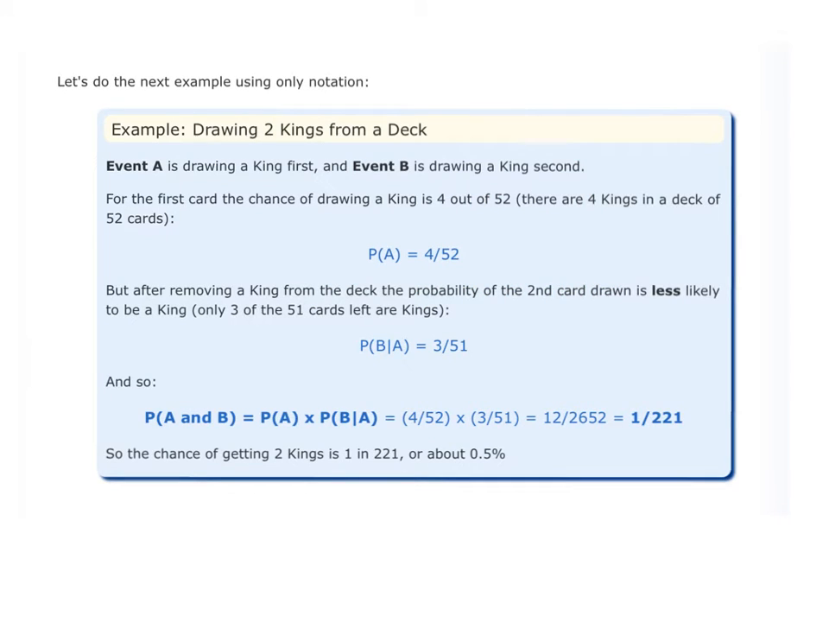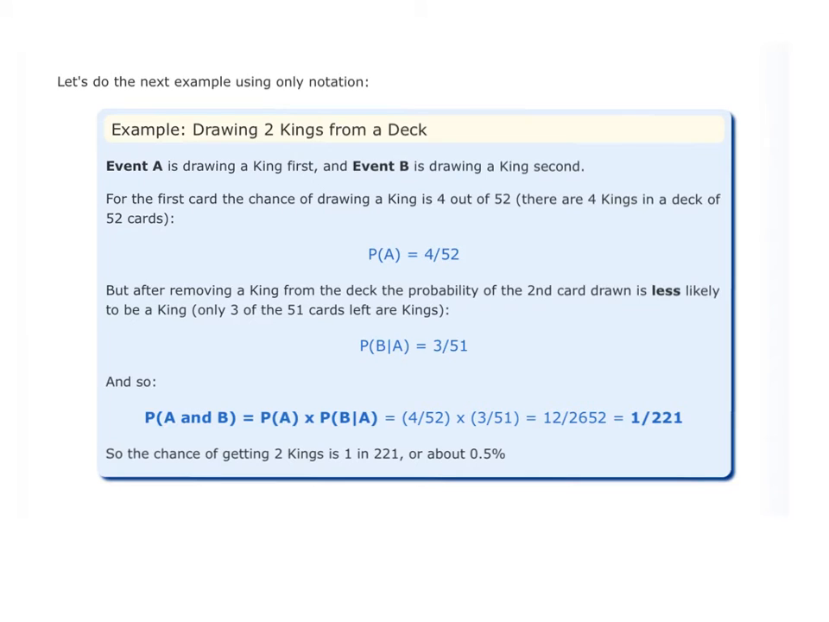Here's an example. Drawing 2 kings from a deck. There are 2 events in here. Event A is to draw a king first out of 52 cards. And event B is draw a second king, not a wing, a king second. There you go, out of 51 cards now. This is with no replacement.